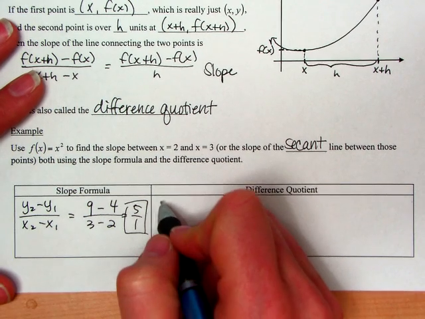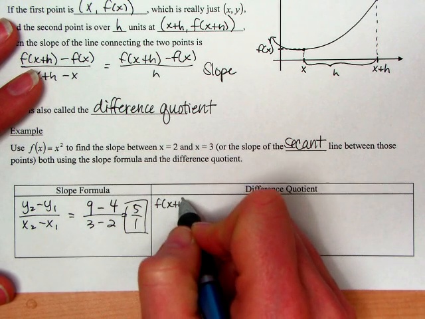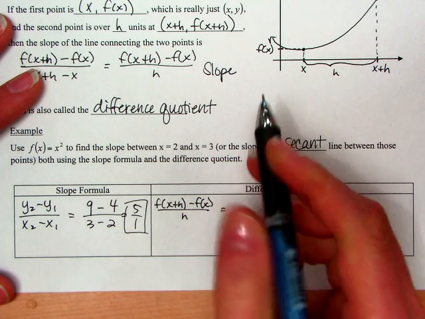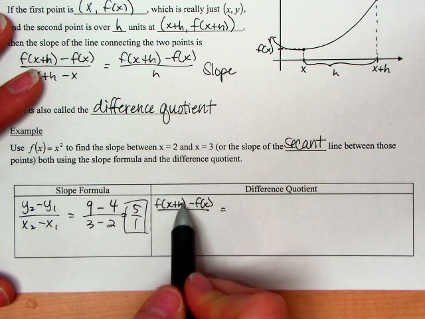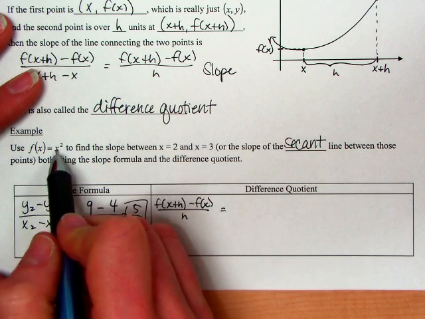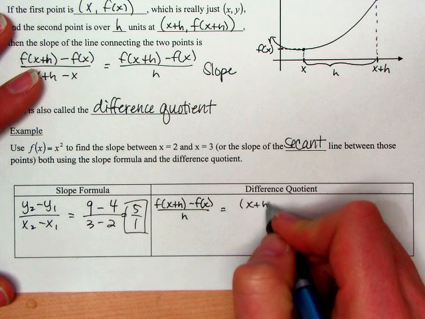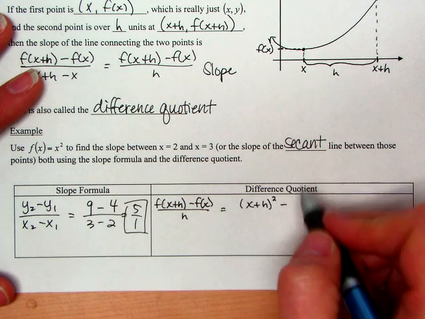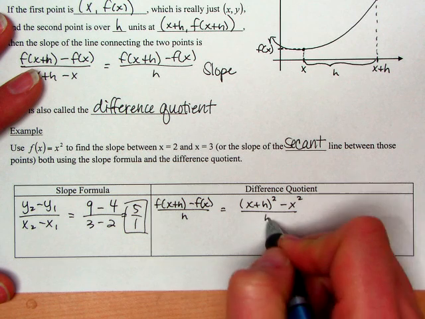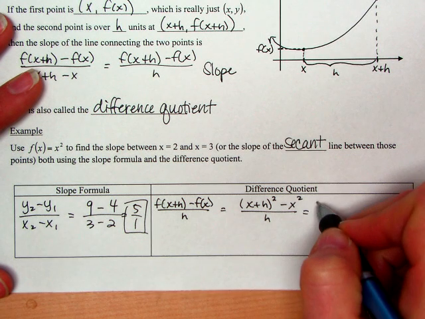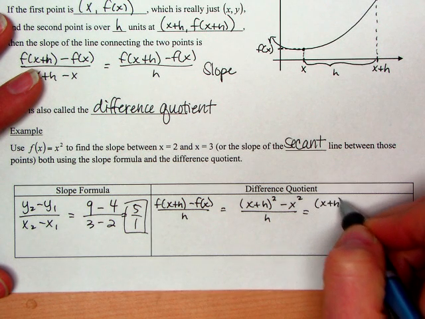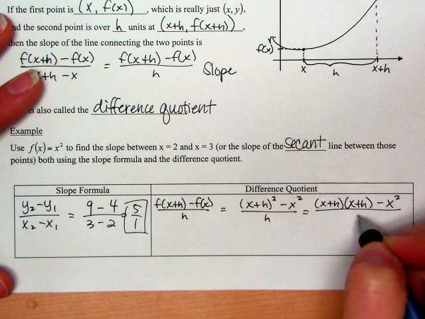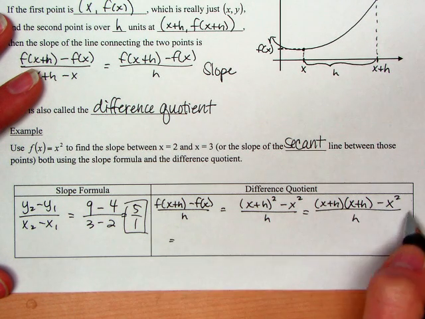So we're going to do this, f of x plus h minus f of x all over h. So taking my function, x squared, I'm going to take x plus h and plug it in to x squared. So x plus h squared minus the function, which is x squared, over h. Doing a little foiling because x plus h squared is really x plus h, x plus h.